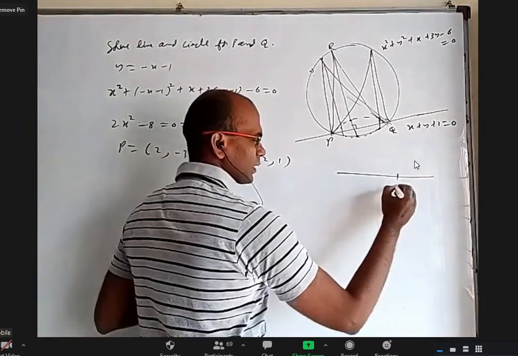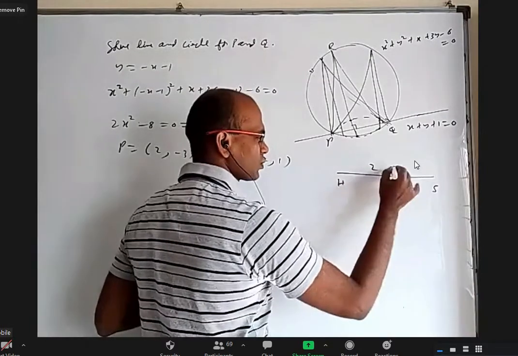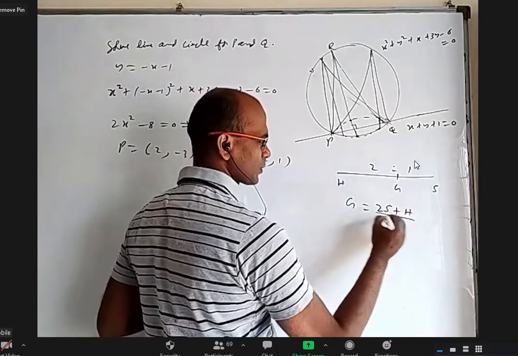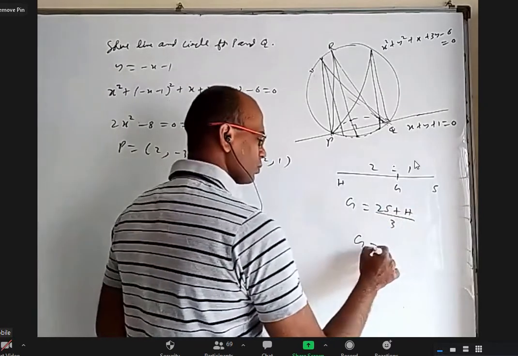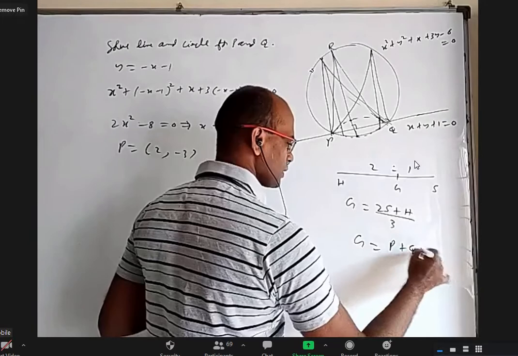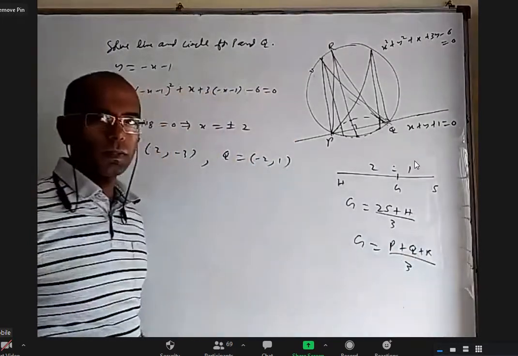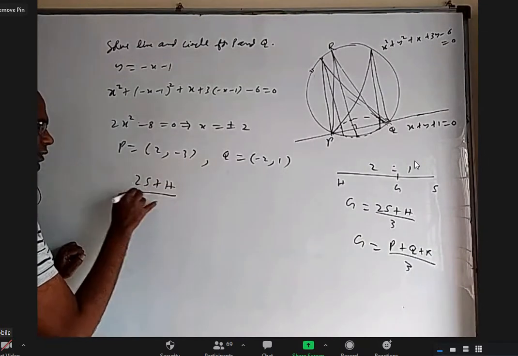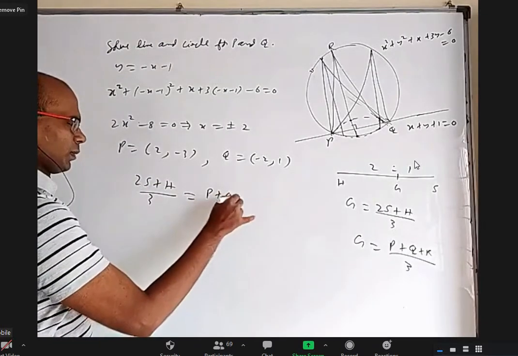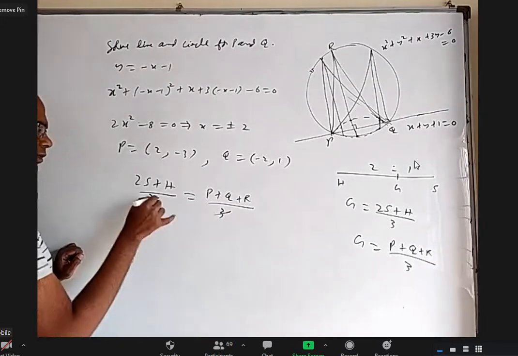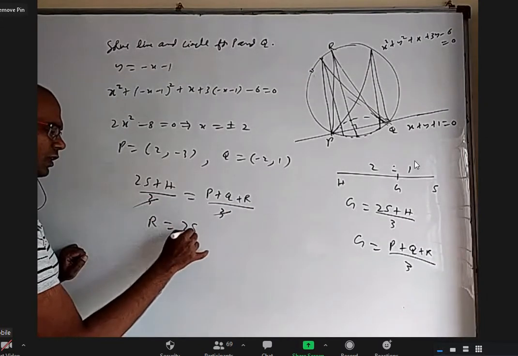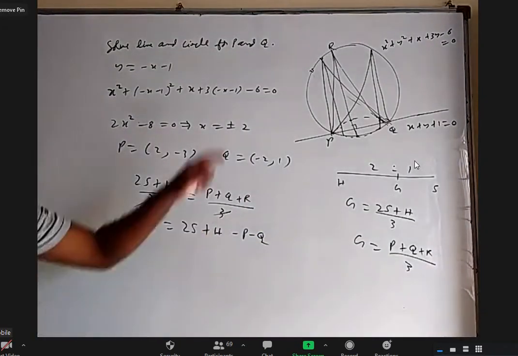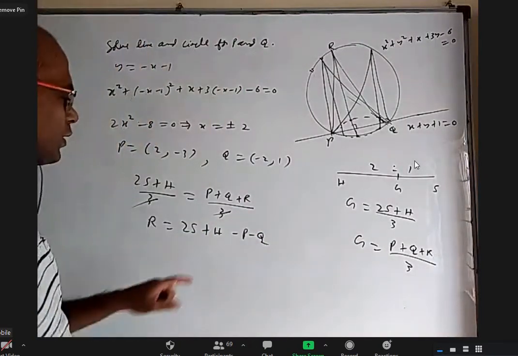Now, we know HG to GS is 2 is to 1. Based on that, I can write G is equal to (2S plus H) by 3. I also know G is equal to (P plus Q plus R) by 3. So I directly want to equate this. (2S plus H) by 3 is the centroid, and (P plus Q plus R) by 3 is also the centroid. So directly I can write R as 2 times circumcenter plus orthocenter minus P minus Q, which will give me R directly. Okay, so I have to find the orthocenter locus.